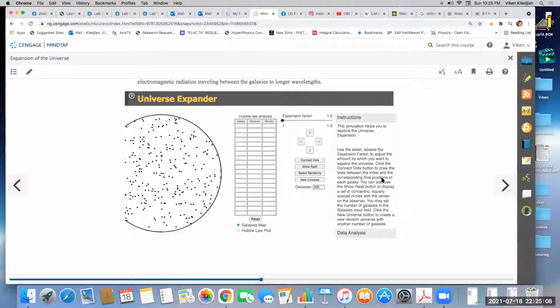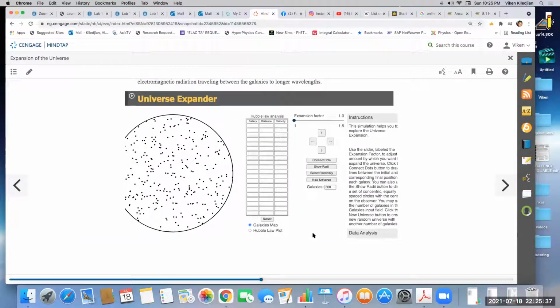You can also use the Show Radii button to display a set of concentric circles, space circles, with the center on the observer. So the observer is right at the center here. You may set the number of galaxies in the galaxies input field. Click the New Universe button to create a new random universe with another number of galaxies. So this is our chance to be gods, I guess, and create our own universes.